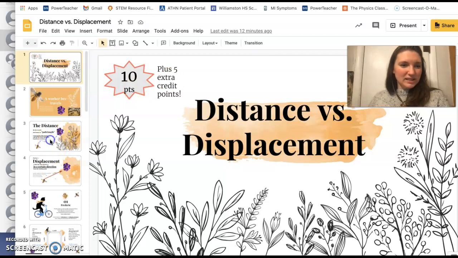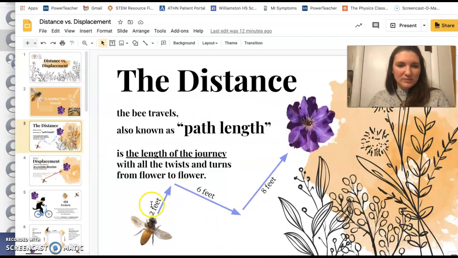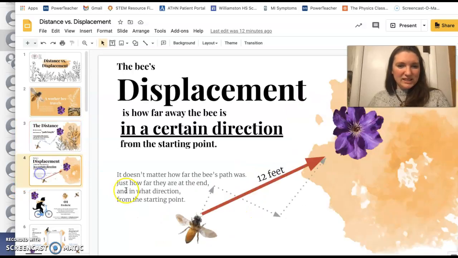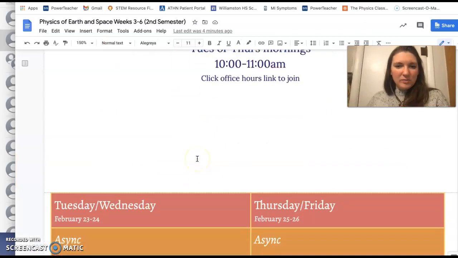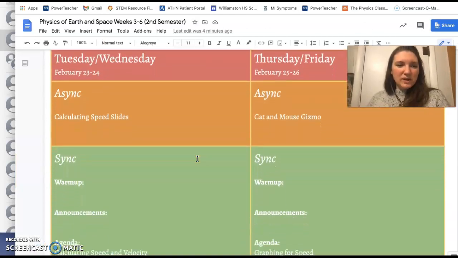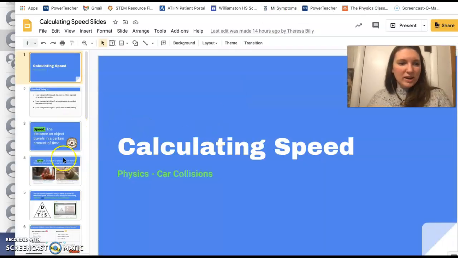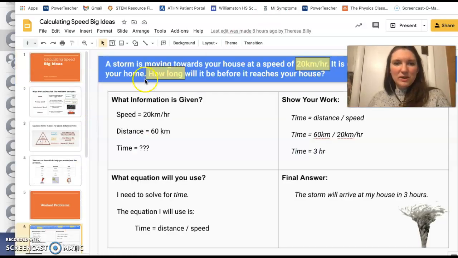That's going to be talking about moving chunk by chunk versus just the general direction that you're moving in. Okay? So then on Tuesday and Wednesday, we're going to start working on calculating speed through a Nearpod, and then through a slideshow where we're going to review the big ideas.